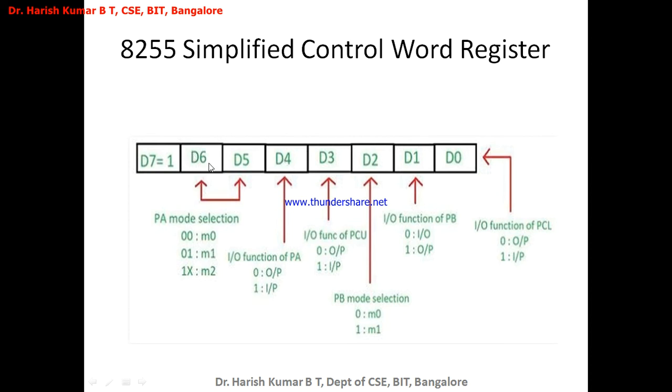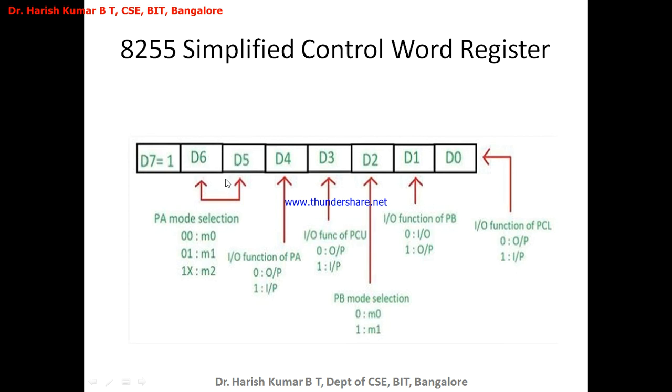And similarly, now D6 and D5 are reserved to specify the mode of port A. I told you port A operates in three modes, that is mode 0, mode 1 and mode 2, that is simple IO mode, strobed IO mode and the bidirectional IO mode. Since it operates in 3 modes, 1 bit is not sufficient, you require 2 bits. If D6 is 0 and D5 is 0, it operates in simple IO mode. How to make port A operate in the strobed IO mode? You have to make this 0 and this 1. It operates in strobed IO mode or mode 1. And if you make this one, this is either 0 or 1, it operates in the bidirectional mode. Hence 2 bits are reserved for it.